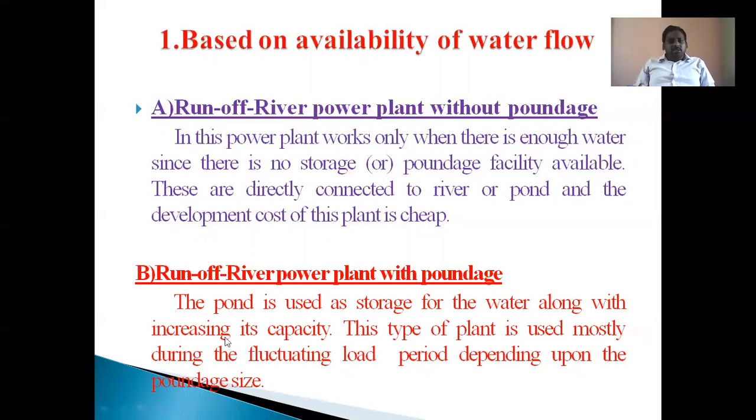Especially these types of power plants are used in fluctuating load. Fluctuating load means the load can suddenly increase. The water availability can be taken from these ponds available in the power plants. It is not connected to a reservoir; here it is connected to a storage area of water, like ponds.